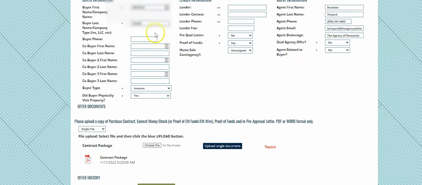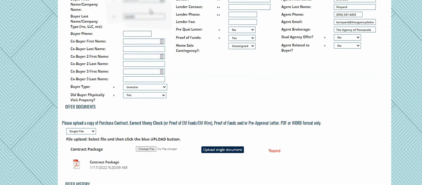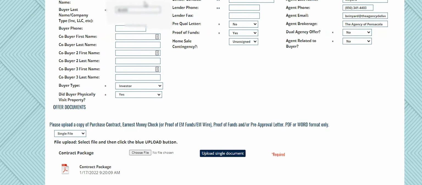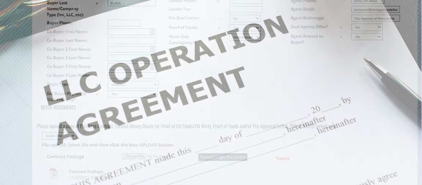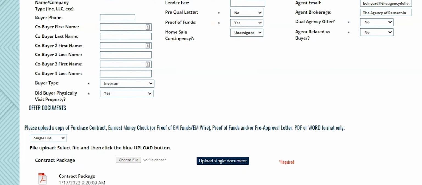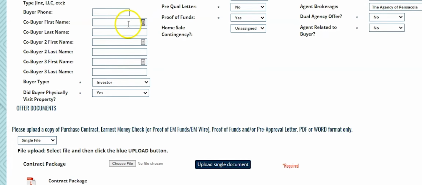Now, they're going to ask for really typical information. If you're buying in your company name, it's going to ask for LLC information. If you are buying as an LLC, make sure you have your LLC documents ready. The title company is going to need them. The servicer or seller might want them before they sign the contract in some cases. So just fill out the name, very simple.